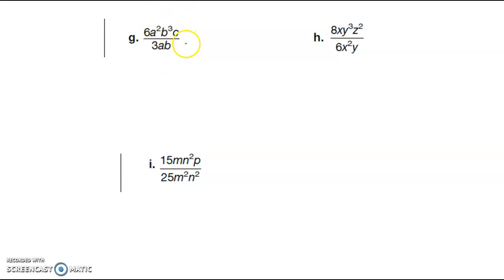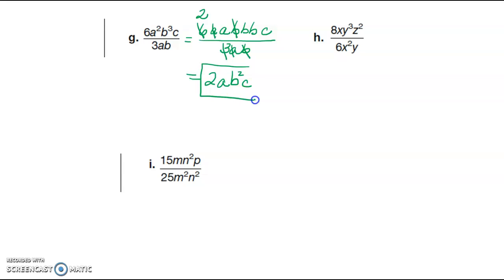Okay, these are fun. We are simplifying these, and this is what we're going to do. 6 times A, A, B, B, B, and C. So I have 2 A's, 3 B's, and a C over 3AB. So let me go ahead and see what I can reduce. I know that 3 goes into 6 2 times. I have A and B and B. I can't change anything else, so let's see what I'm left with. On the top, I have 2, I have A, I have B squared C, and I don't have anything on the bottom. So that is my answer. I'm just simplifying.